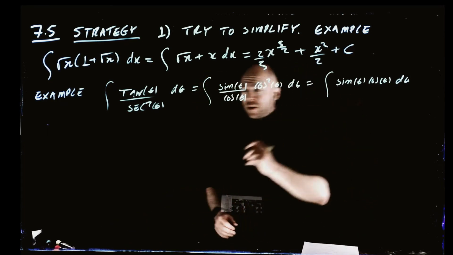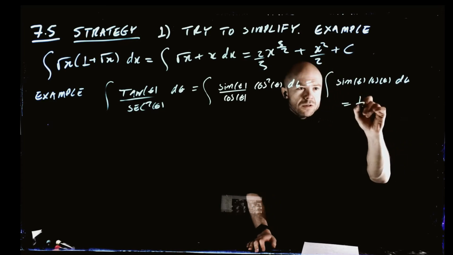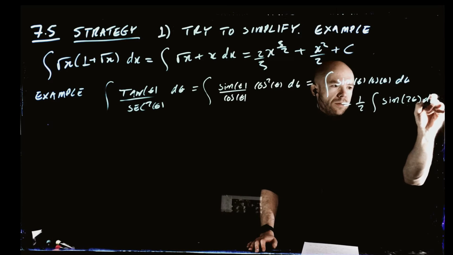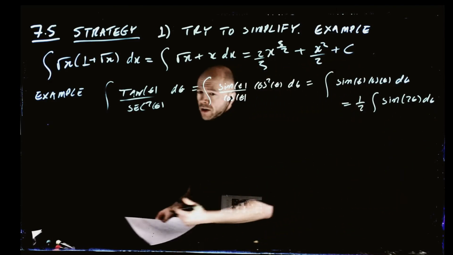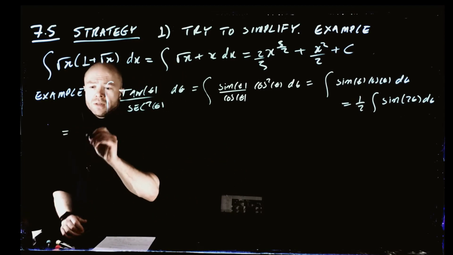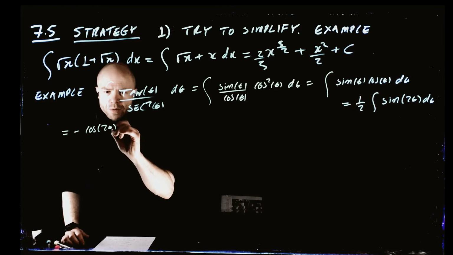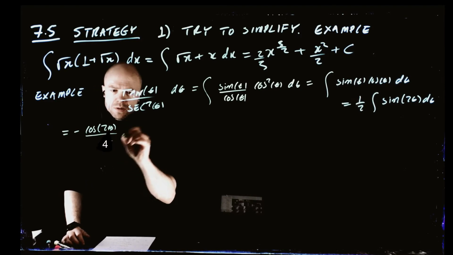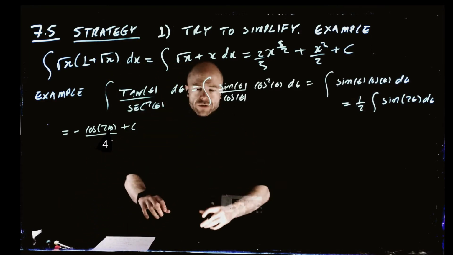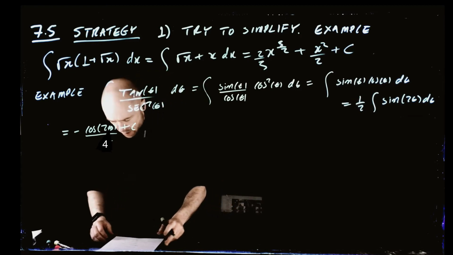And then by this double angle formula, this is equal to 1 over 2, the integral of sine of 2 theta d theta. And this thing we can just integrate, right? Just ask ourselves, what do we differentiate to get this? And the answer is minus cosine of 2 theta divided by 2 plus a constant c, right? So no need to do difficult things here. When you simplify the expression, you get something you can actually do.